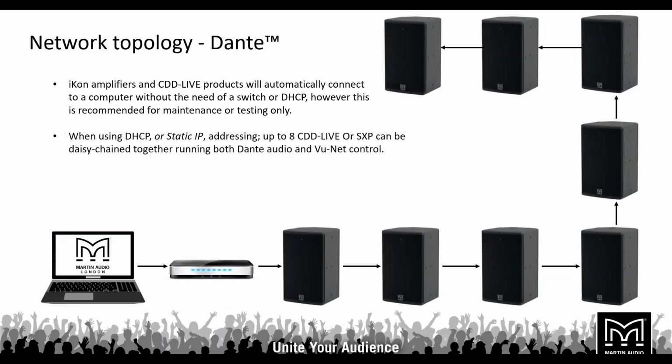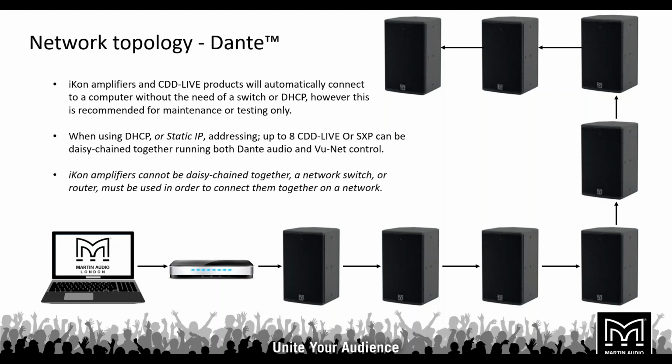When using DHCP or setting up a static network, we can daisy chain up to 8 CDD-LIVE or SXP cabinets, which are both running Dante and VNet control. iKons cannot be daisy chained, however. We need to implement a network switch or a router in order to connect them on the larger network.